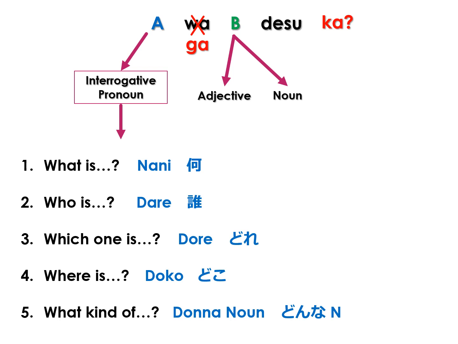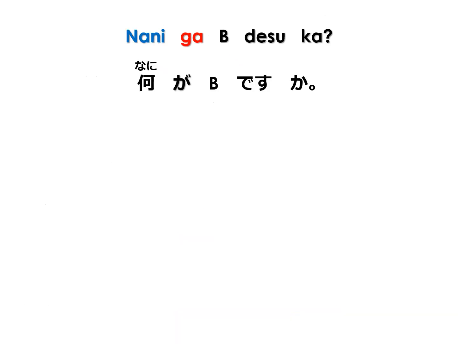Donna, noun ga B desu ka? The noun can be anything, such as when you ask, what kind of ice cream is delicious, or what kind of car is fast, or what kind of bag is expensive. Let's look at examples for each of these.